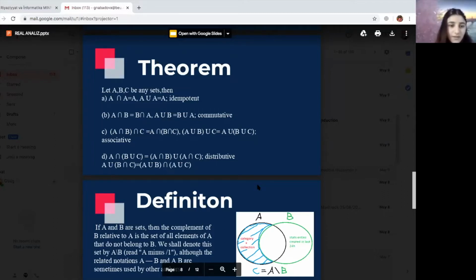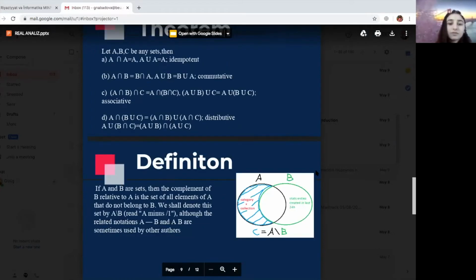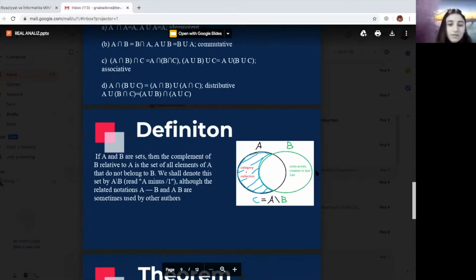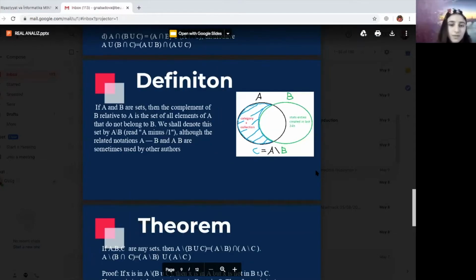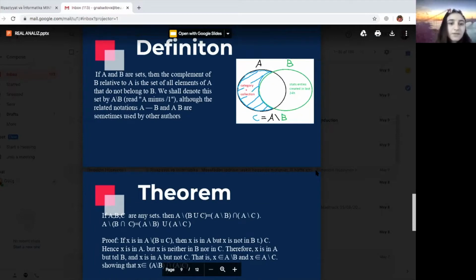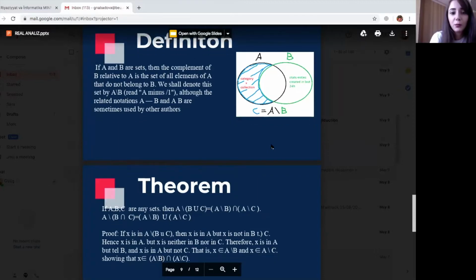A intersect (B union C) equals (A intersect B) union (A intersect C), called the distributive relationship. Next, the definition of complement. If A and B are sets, then the complement of B relative to A is the set of all elements of A that do not belong to B.